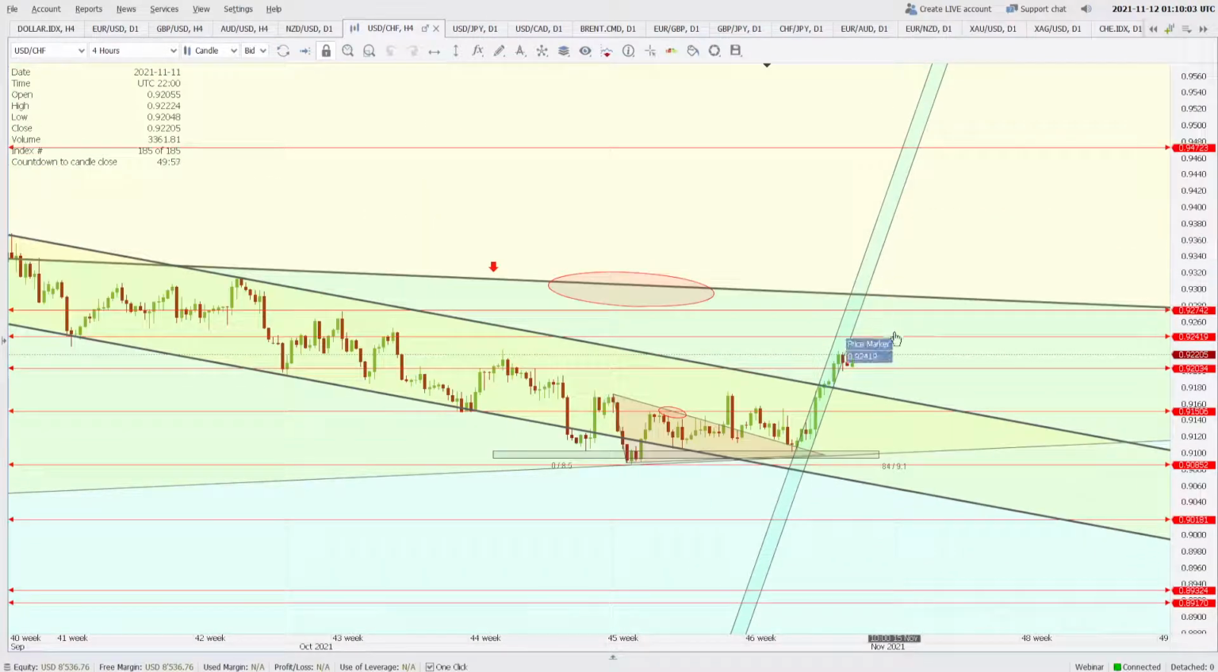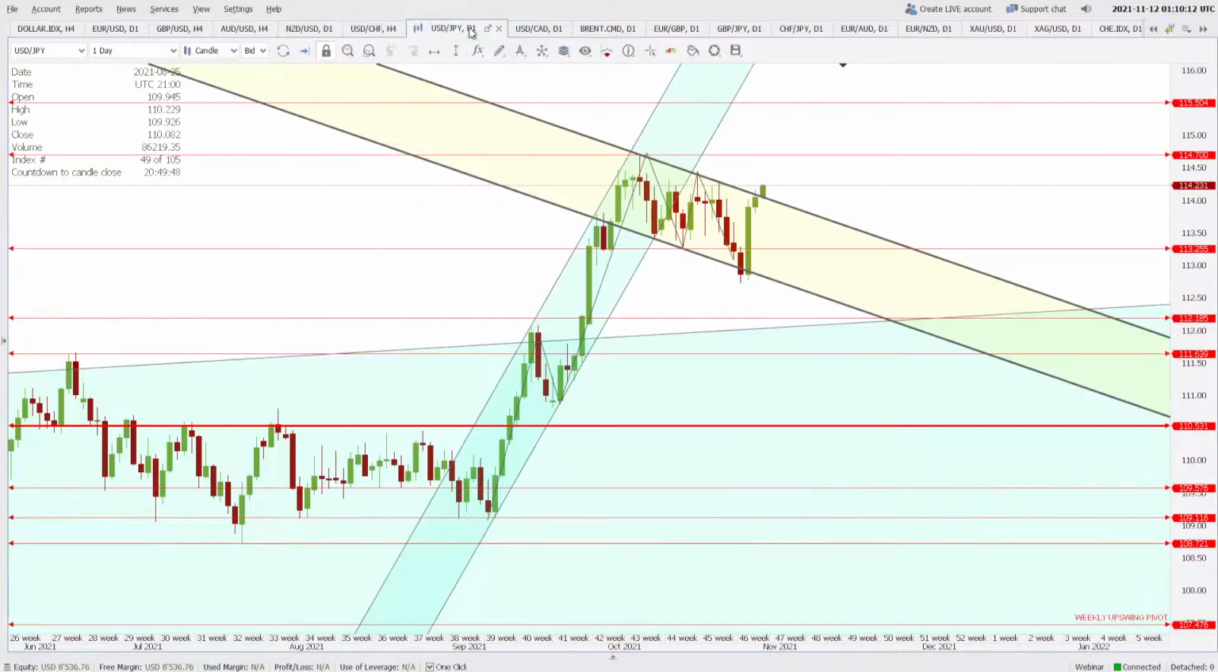If it does not, then the next level will be 0.9274 in this market. On the low side, we have 9203 as the support.